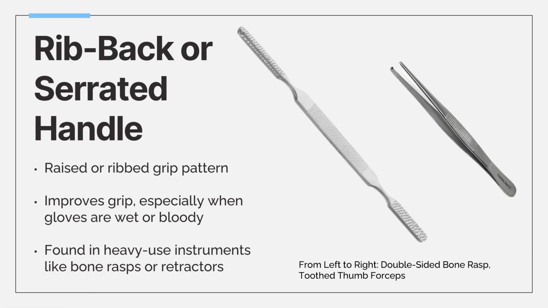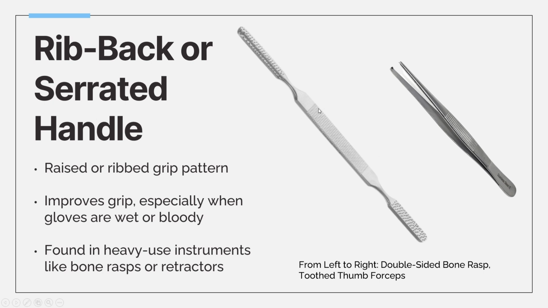Next, we have rib back or serrated handles. So these handles have raised ribs, if you could see it here, or serrations along the back or entire surface, which enhances grip security, right? As you can see here. They're especially useful when the surgeon's gloves or the instrument itself become wet or slippery, and 100% of the time, contact with blood will make it wet and slippery. The textured surface helps prevent accidental slippage due to this, improving precision and safety.